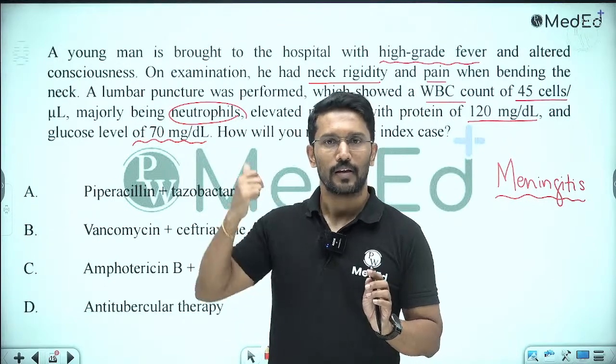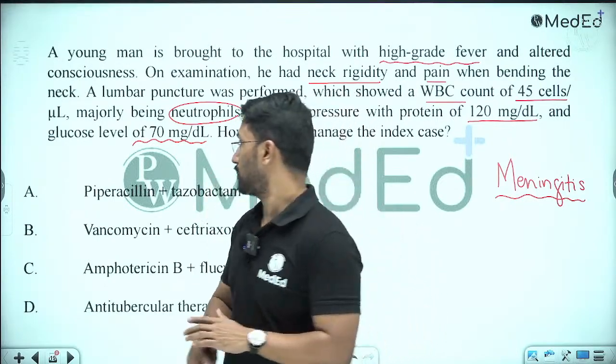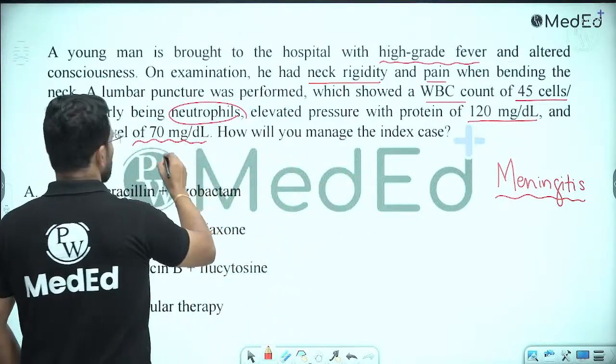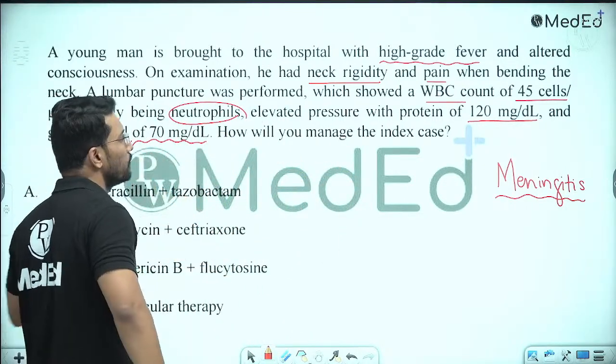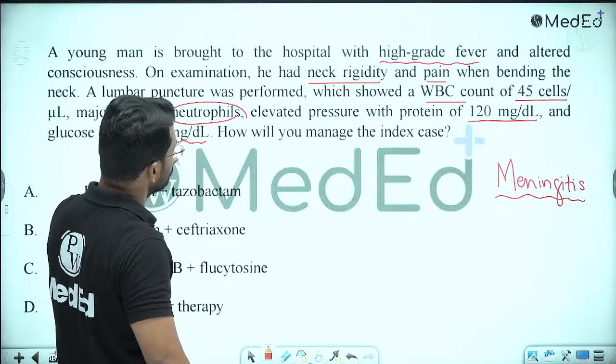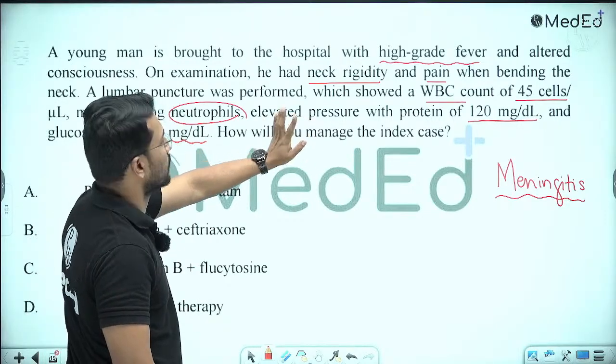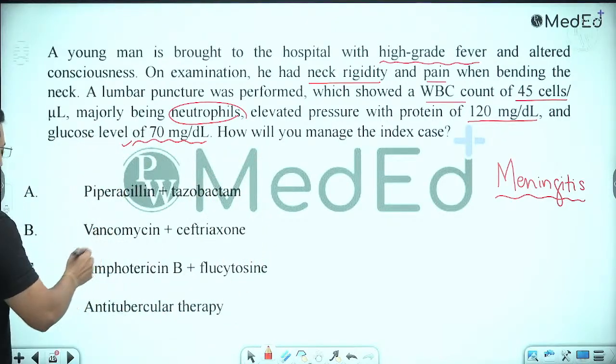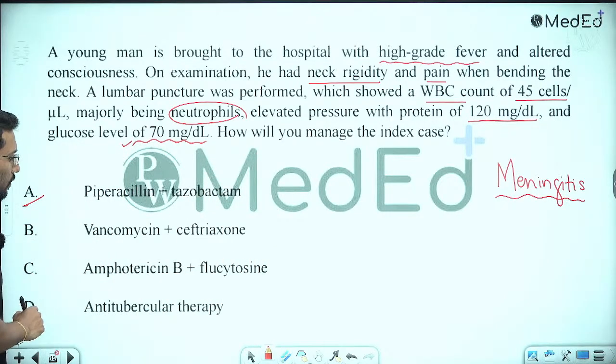But now, we are taking this as bacterial meningitis because it is neutrophil predominant. But what goes against bacterial meningitis is that generally the CSF glucose level will be very low, and the cell count is expected to be much higher. Anyway, let us take it as bacterial meningitis and answer. Do we use piperacillin tazobactam? No. Do we use amphotericin? No. Do we use antitubercular therapy? No.